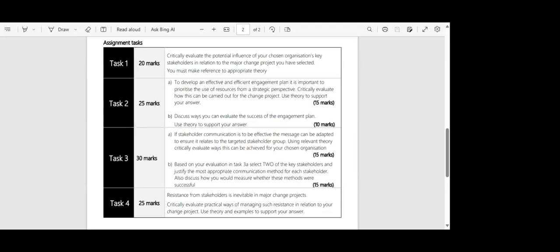Task Two is 20 marks, so make sure it's 20 marks. Task Two is divided into A and B. The first one: to develop an effective and efficient engagement plan, it is important to prioritize the use of resources from a strategic perspective. Critically evaluate how this can be carried out for this change project. Use theory to support your answer.